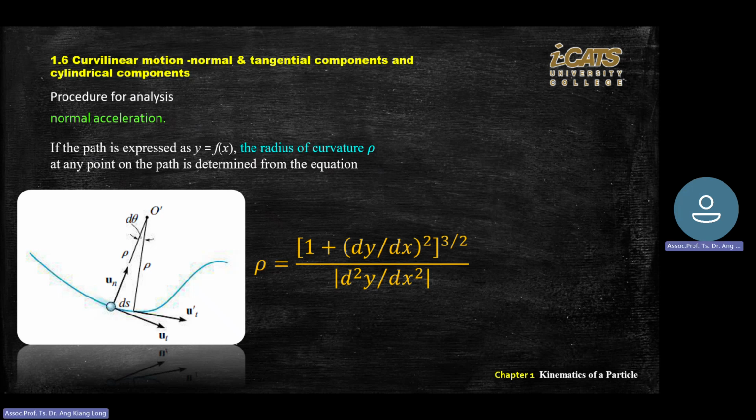It is a bracket of 1 plus dy/dx squared, and then you have a cube and a square root. The 3 over 2 means you raise it to the power 3 and take the square root of this value. And below is the double differentiation of your y equation. For this you need to polish up your differentiation skill. This equation alone is 1 mark, and the answer is 1 mark. So this one will cost you 2 marks.